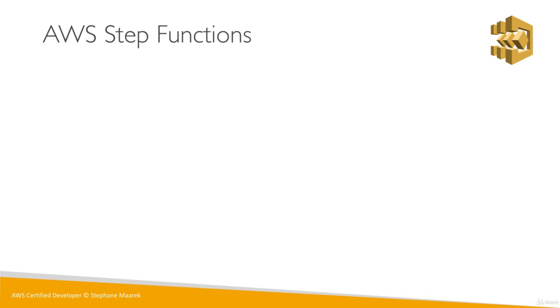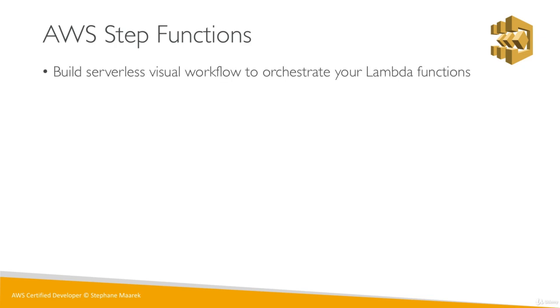Step functions are actually very simple. It's basically a way to have a serverless visual workflow to orchestrate your Lambda functions. So if you have a ton of Lambda functions and you do a ton of things and they need to be orchestrated, so run this Lambda function and then this Lambda function and this one, you can use step functions to orchestrate all of that.